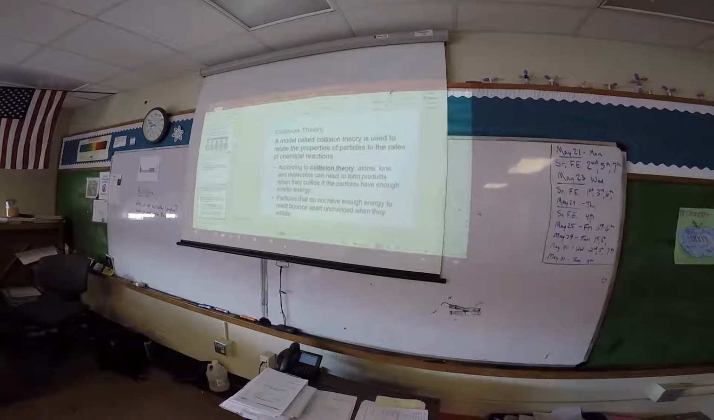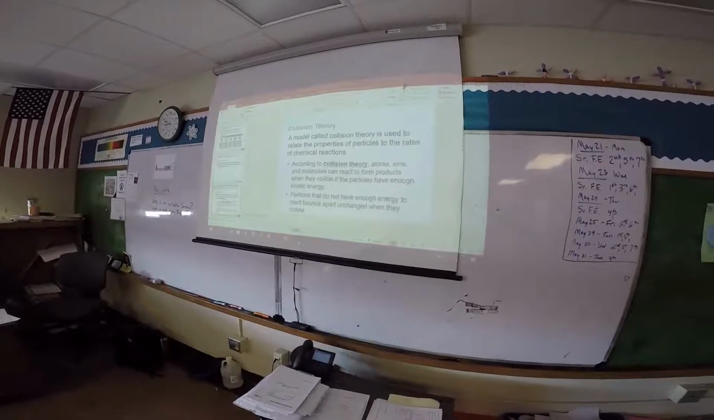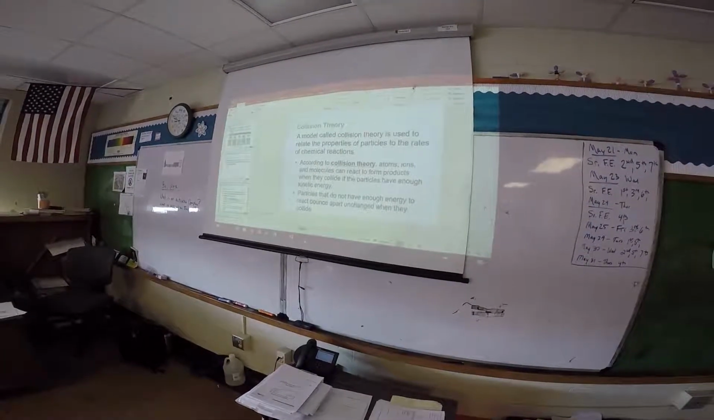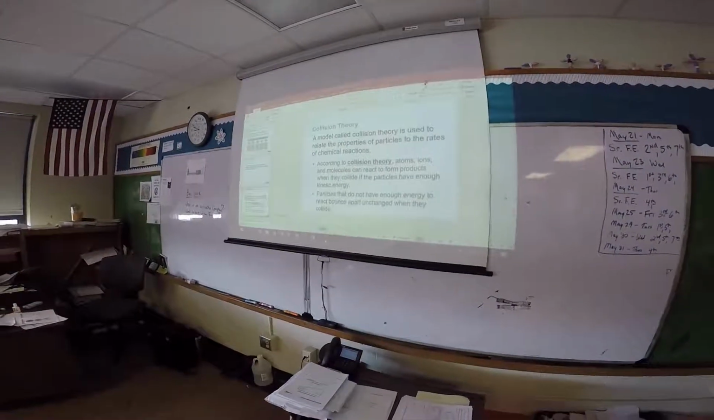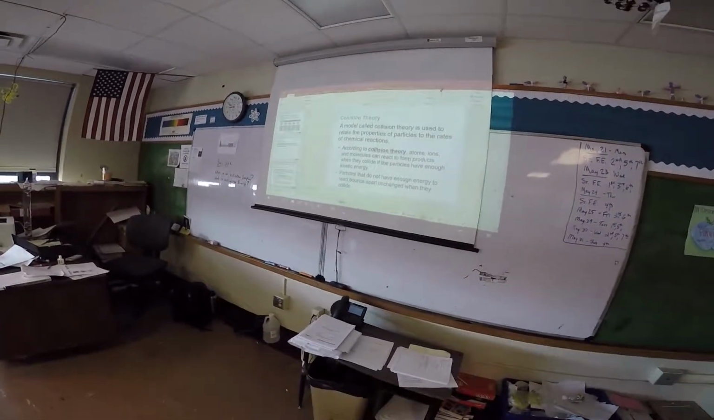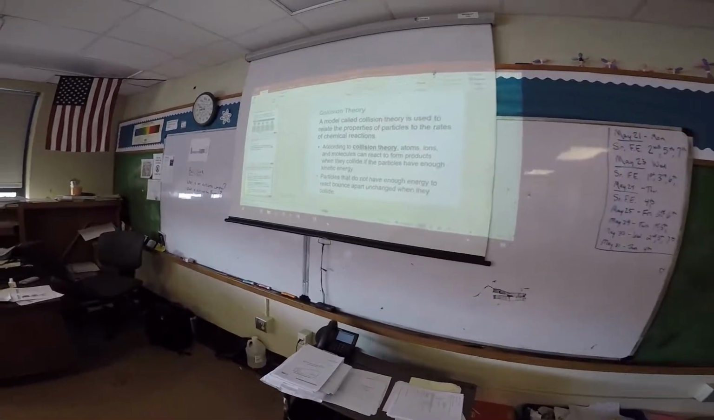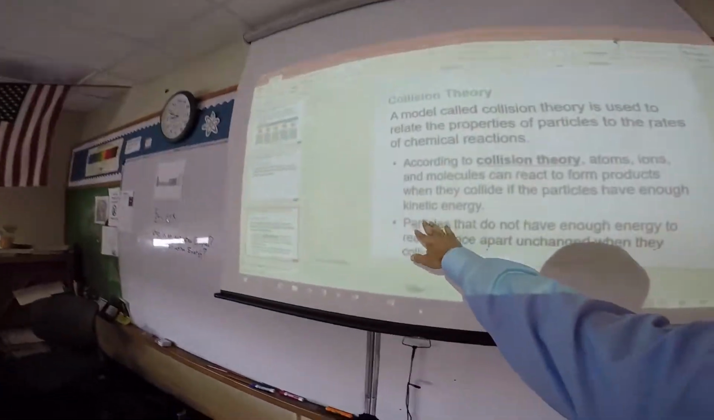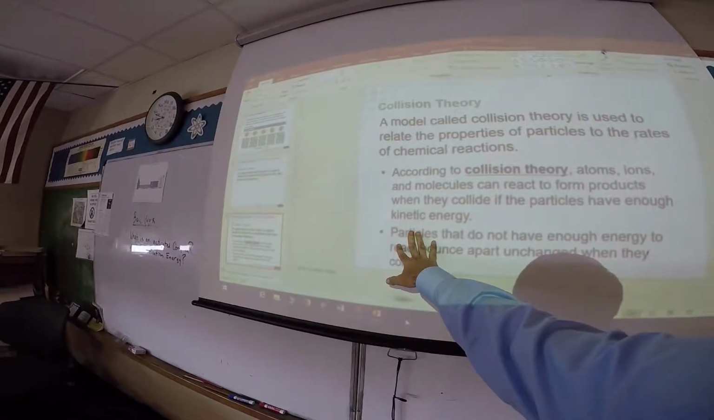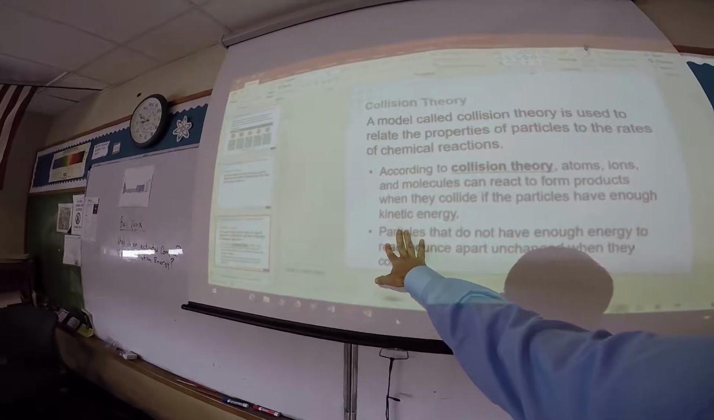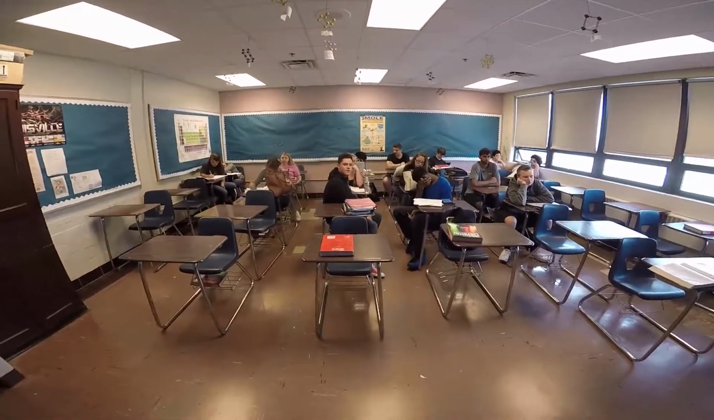There's a model called collision theory. It's used to relate the properties of particles to the rates of chemical reactions. According to this theory, atoms, ions, and molecules can react to form products when they collide if the particles have enough kinetic energy. So this is the key term, kinetic energy, associated with collision theory. When you hear about collision theory, it's really all about kinetic energy.